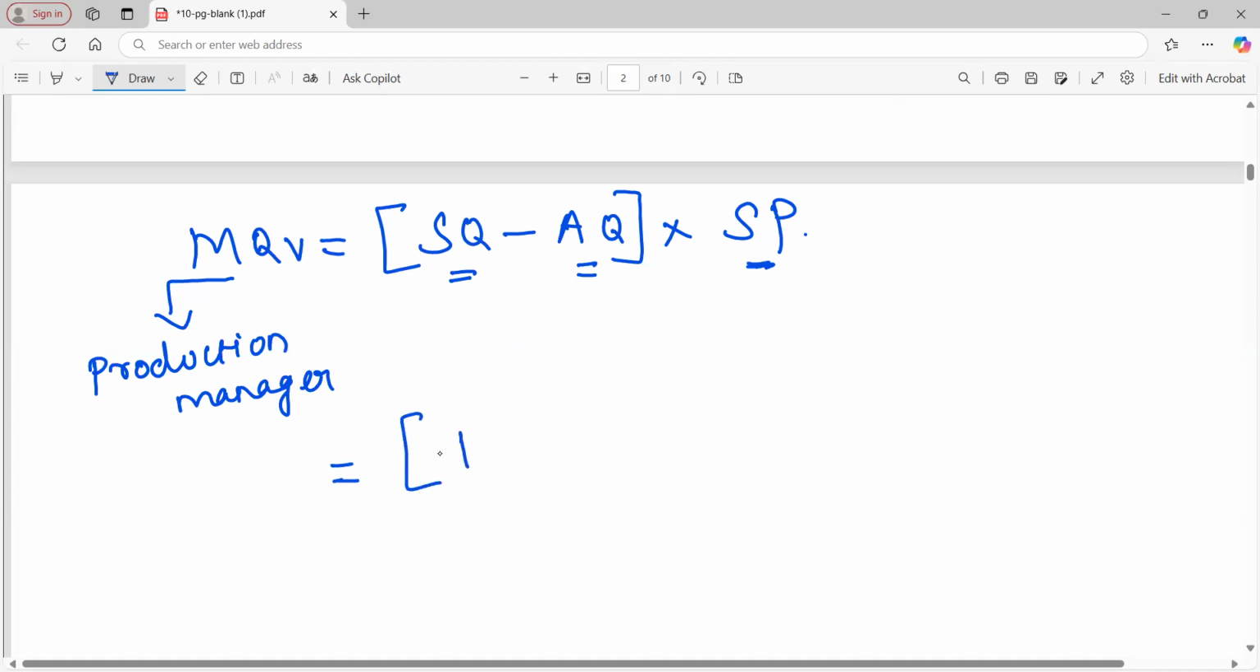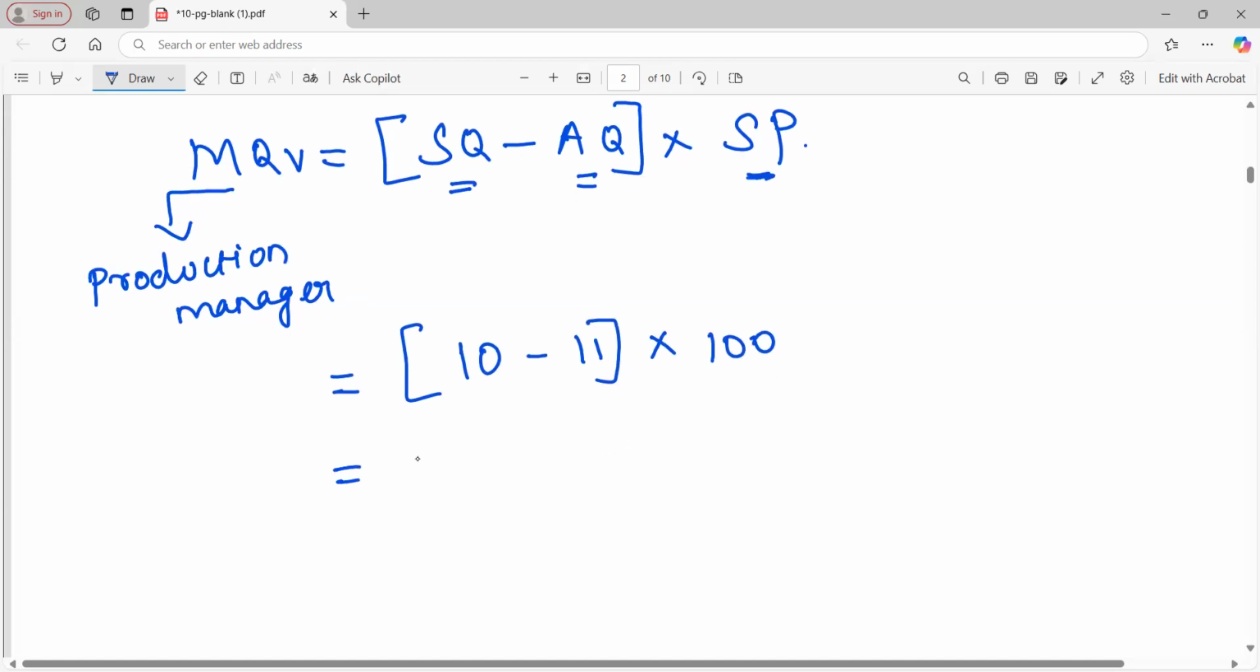So the standard quantity or expected quantity is 10 kg. The company expected to use 10 kg, but actually the company used 11 kg, multiplied by the standard price of 100. So it is 1 into 100, we get 100. Again, this is an adverse variance. Why? Because the company expected to use 10 kg, but actually the company used 11 kg of raw material. The company used an extra 1 kg of raw material. So it is an adverse variance.